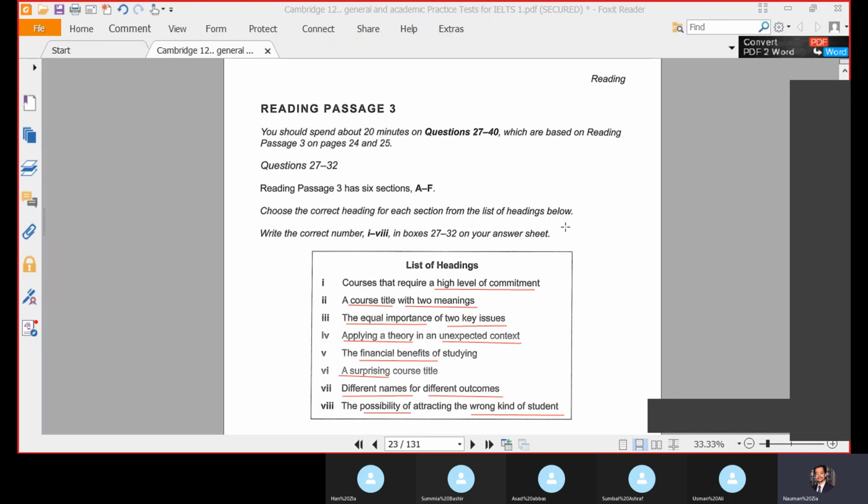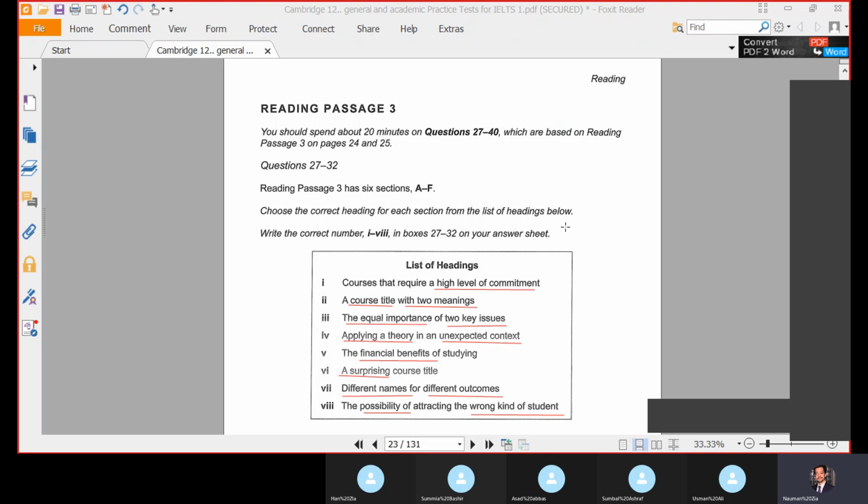A surprising course title. Maybe, but I'm not sure because there are still two options left. I have to read all of them. 7. Different names of different outcomes. No, they haven't talked about different things. And even if they talked about different institutions, they haven't talked about different outcomes. You got the point? Last, the possibility of attracting wrong kind of student. They haven't mentioned any kind of such thing. So final answer leads to point number 6, a surprising course title.